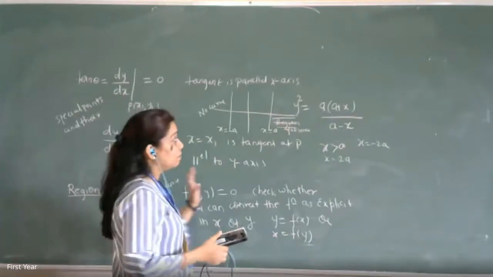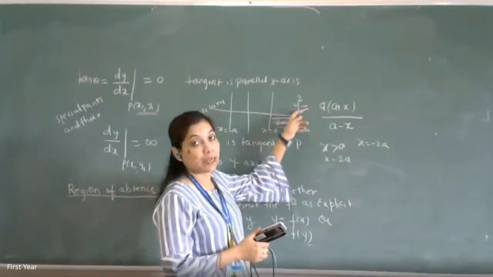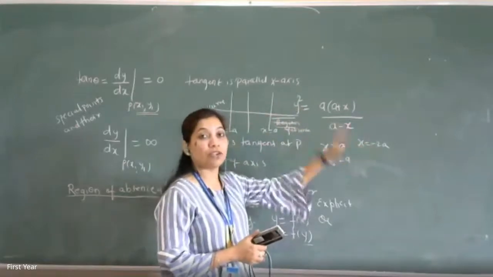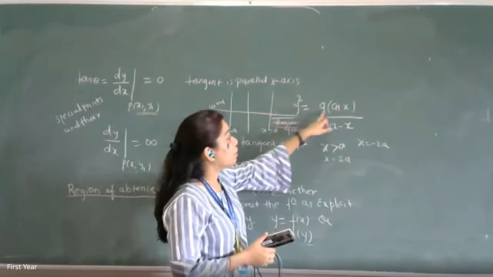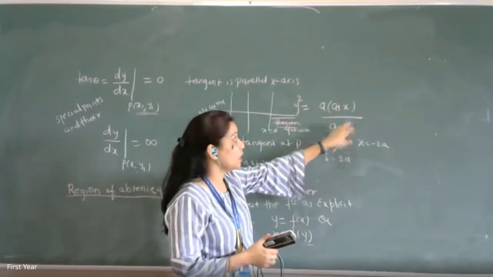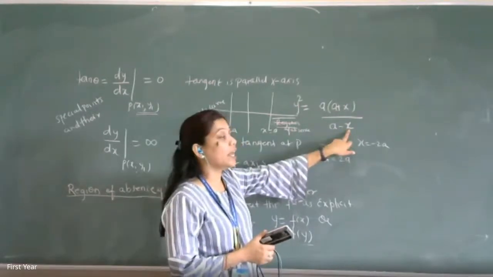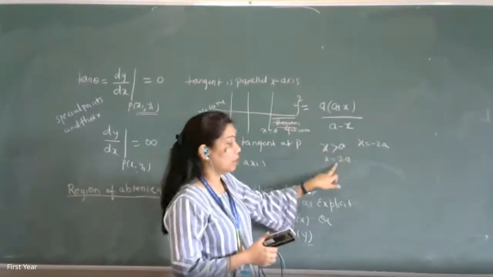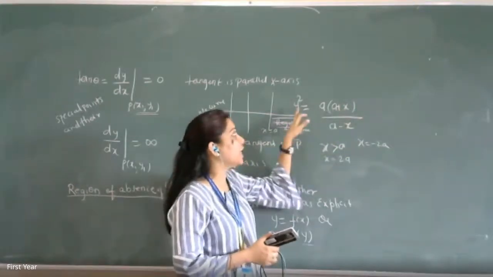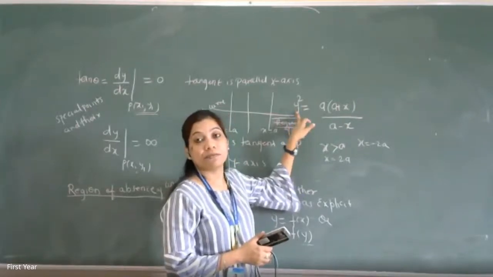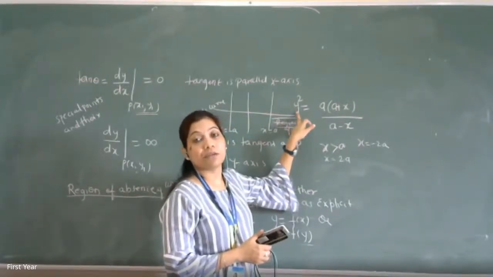Ma'am, can you explain region of absence once again? Yes. See, given a question, first of all try to write it in this form: either y square in terms of x or x square in terms of y. So y square is equal to (a plus x) upon (a minus x). This is your equation. So if x is greater than a, for example 2a, then a minus 2a will be negative, and the numerator will be positive. Overall, the right hand side is negative. Can y square be negative? No, ma'am.